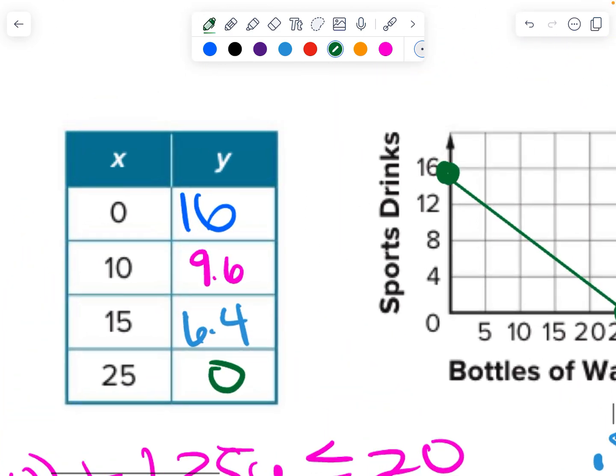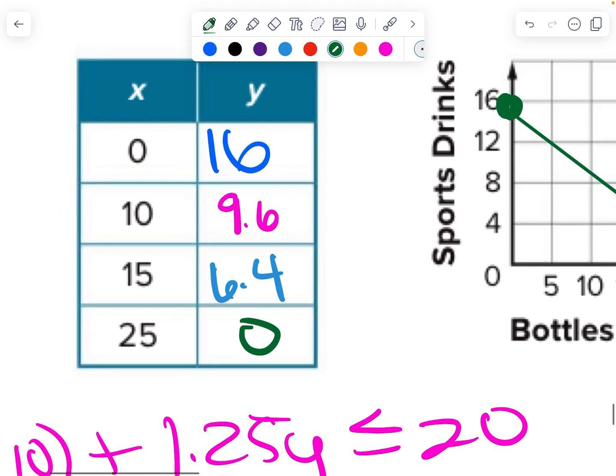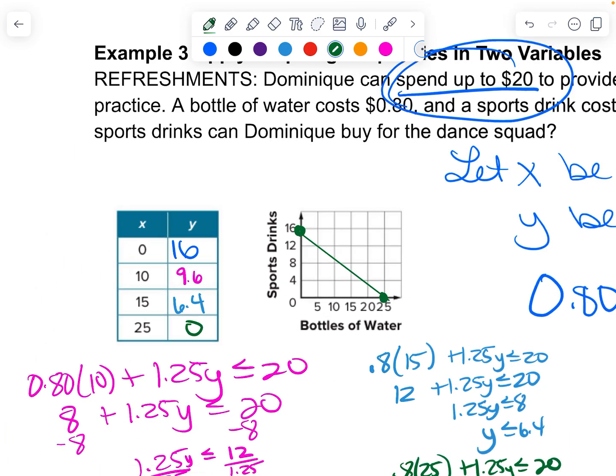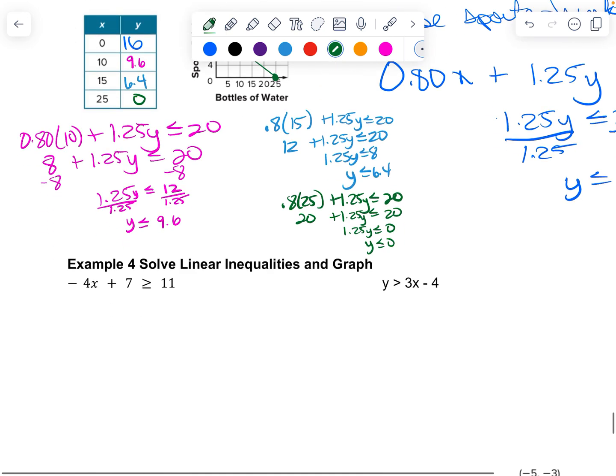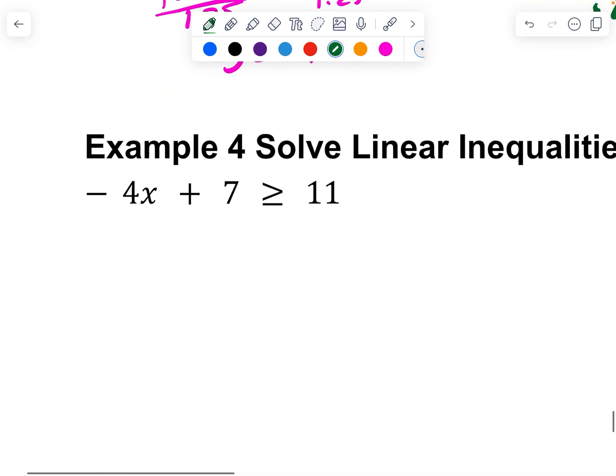So if I'm looking at this, if she buys 0 water, she can get 16 sports drinks. If she buys 10 water, she can only get 9 sports drinks because that's 9.6. 15 water, she can only get 6. But if she buys 25 water, she can't get any sports drinks. Okay, so here we go. I add, oh no, this doesn't have a y.